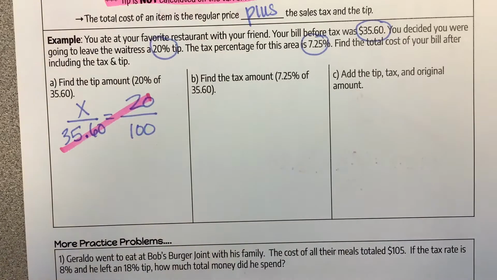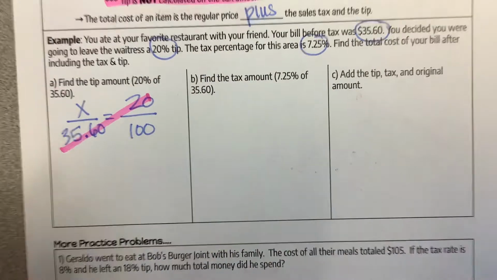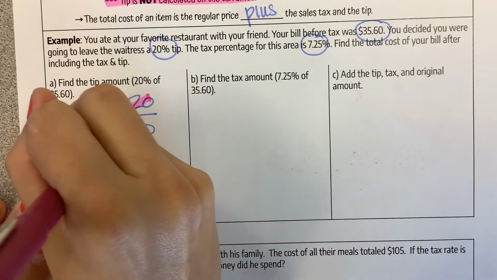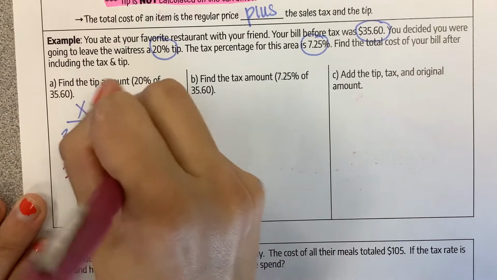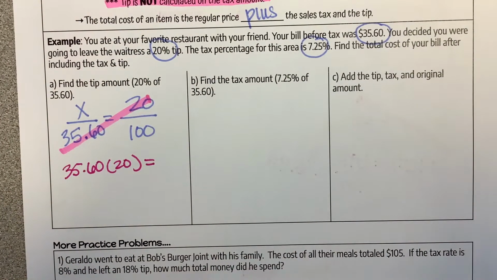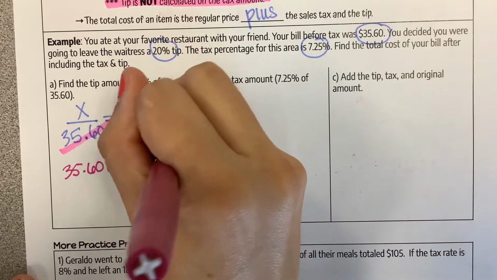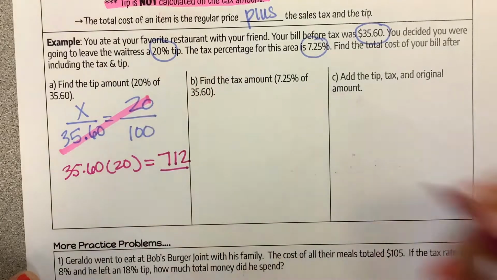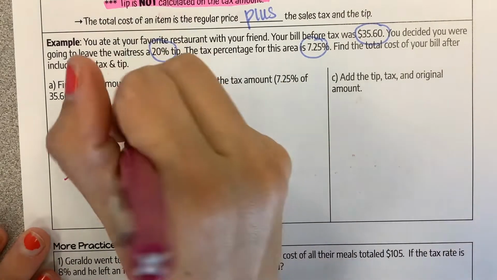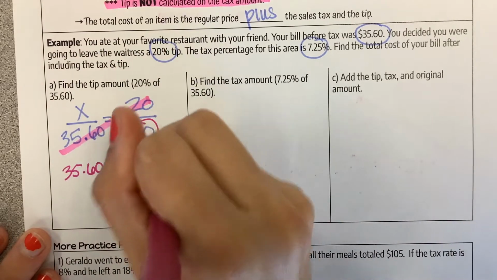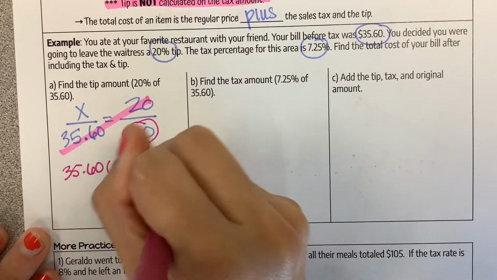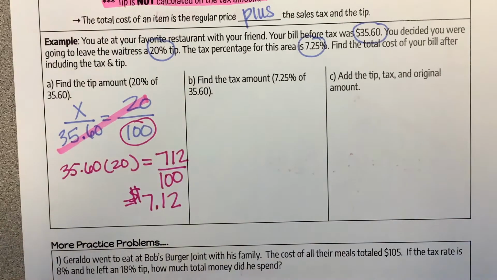I'm going to multiply the two numbers in the same diagonal. So I'm going to multiply $35.60 times 20, which is 712. Then we're going to divide that by 100. And we get 7.12, $7.12 for the tip.